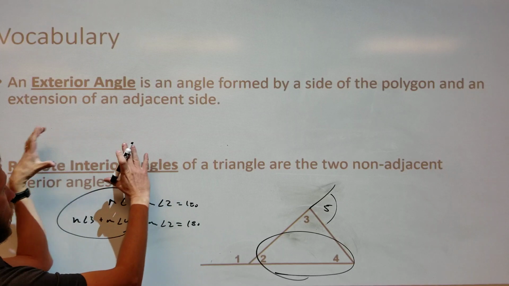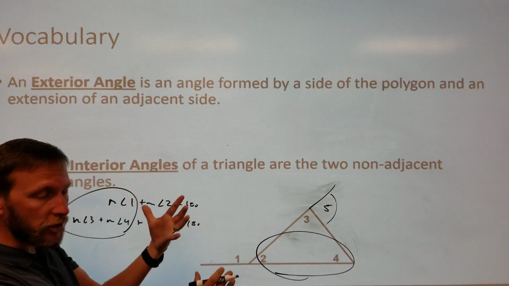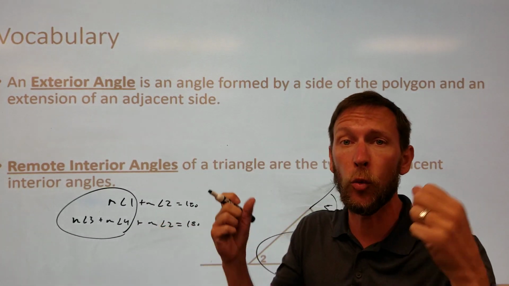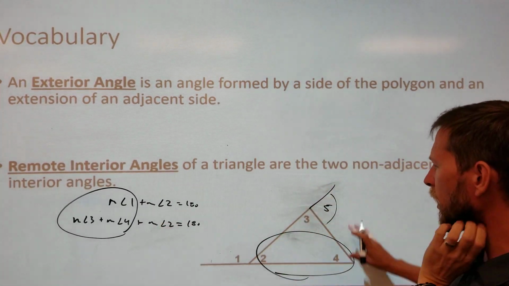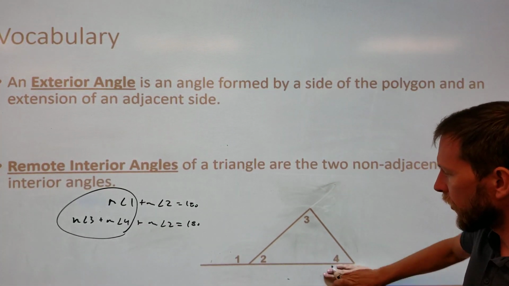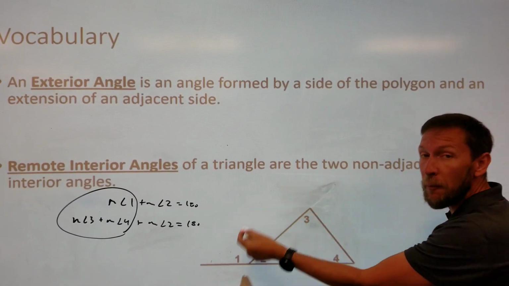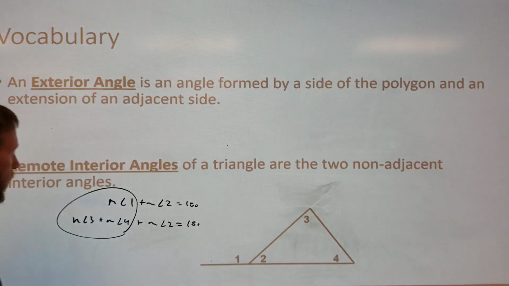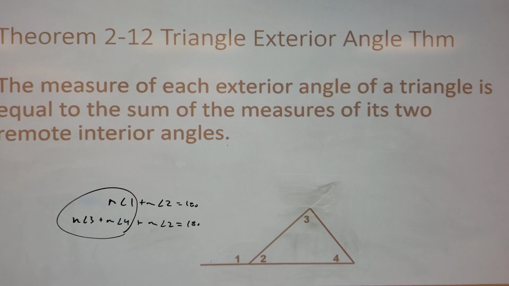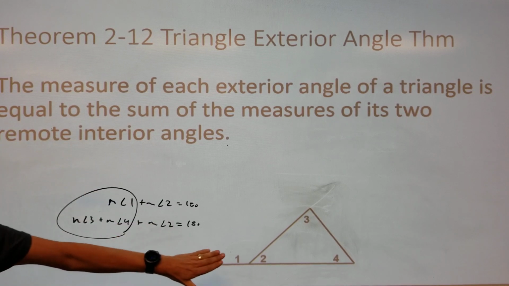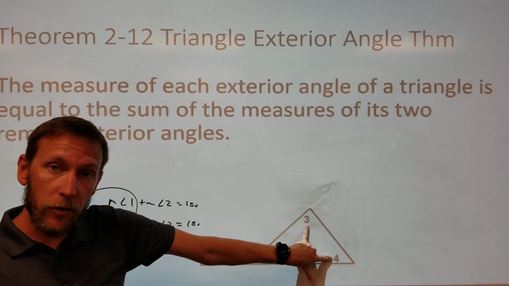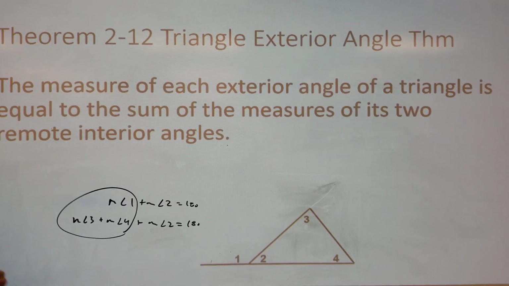So again, the vocabulary, it's great to understand that, but it's great to be able to apply that based on whatever perspective we are working from. So make sure that you understand exterior angle and then remote interior angle from the perspective of that exterior angle. All right? And I've already kind of spoiled it to say that in the triangle exterior angle theorem, the measure of each exterior angle is equal to the sum of the remote interior angles from that exterior angle's perspective.